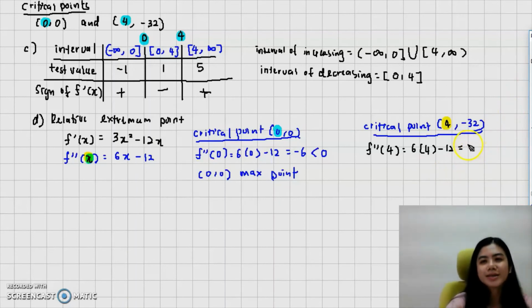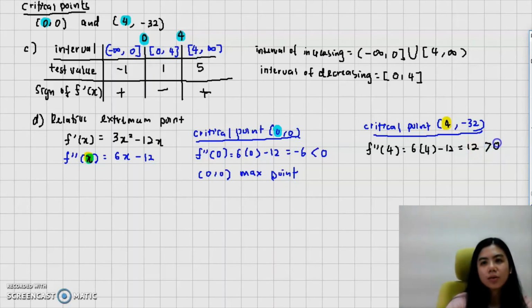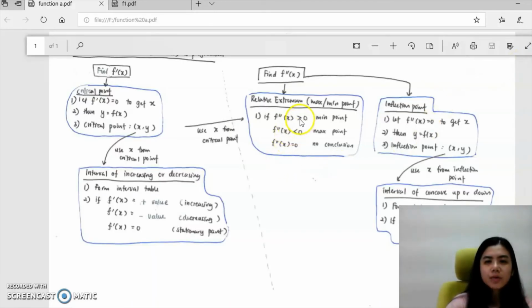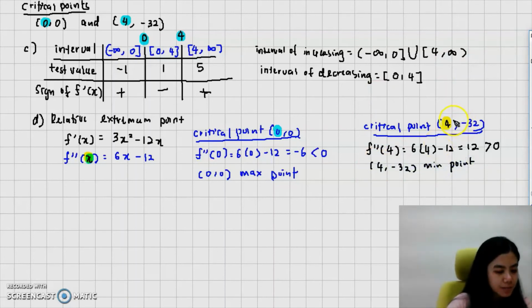Oh sorry, it's correct, it's 12. Okay, so we have 12, which is a value that is greater than 0. Let's look back at the flow chart one more time. In here, f double prime greater than 0 means that that point is actually a minimum point, right? So 4, negative 32 is a minimum. Okay, so we are done with the part on relative extremum.